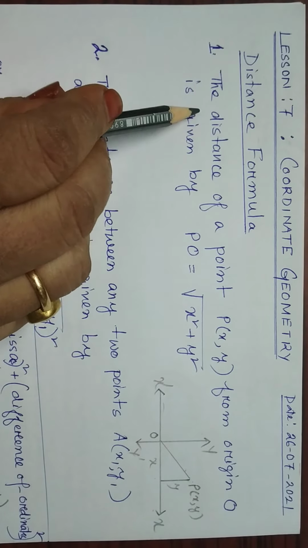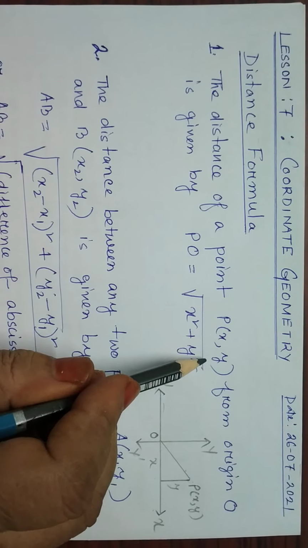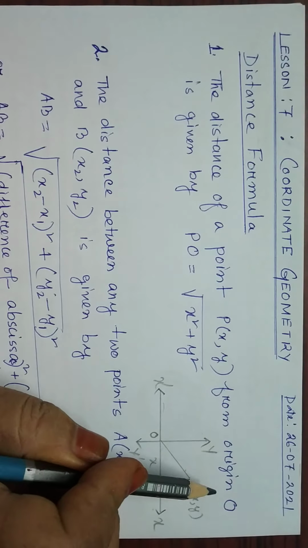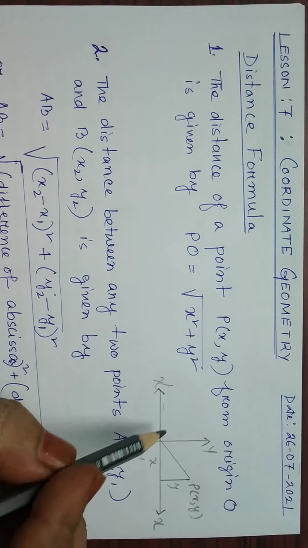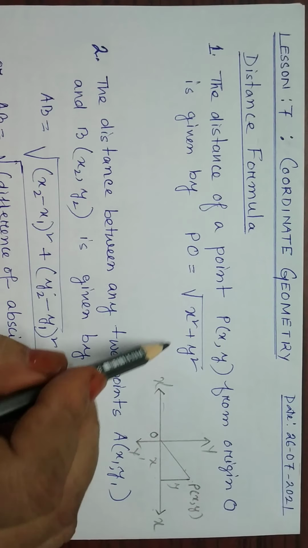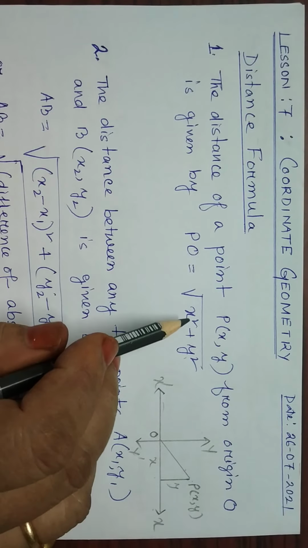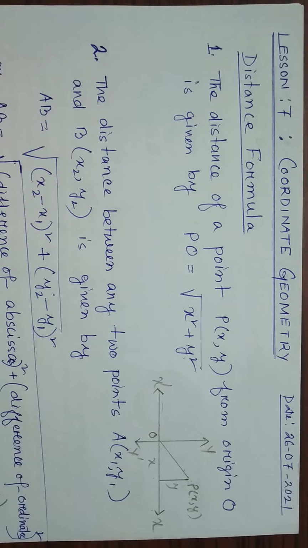Therefore, the formula to find the distance of a point P(x, y) from the origin O is given by OP equal to the square root of x square plus y square. This is the distance formula for the distance of a point from the origin.